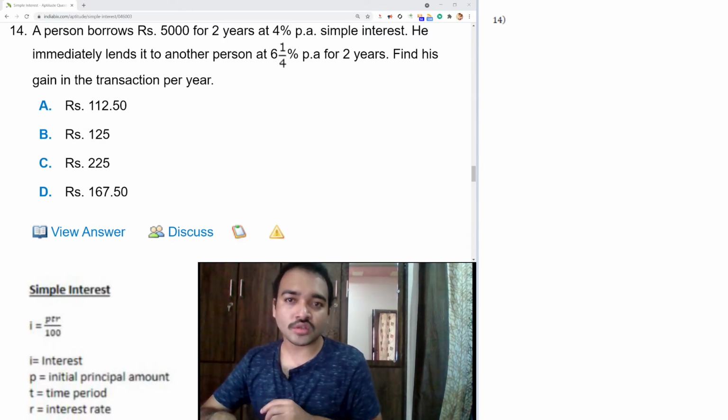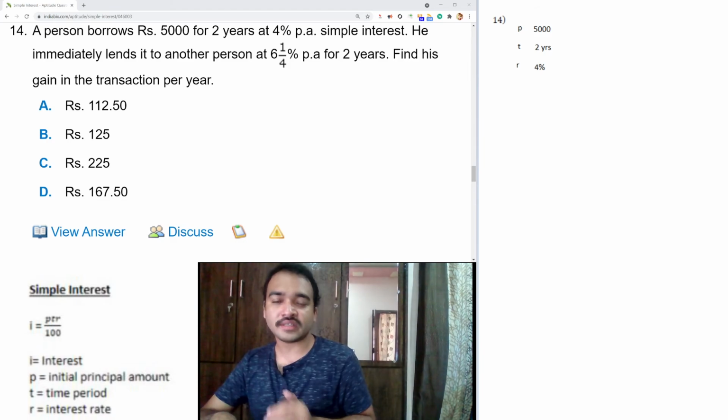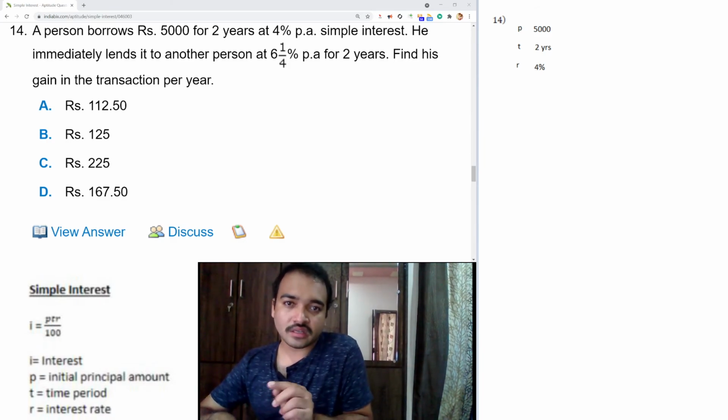Okay, let's see problem number 14. A person borrows 5,000 for 2 years at 4% per annum simple interest. One person took 5,000 rupees from someone for 2 years at the rate of interest 4%. He immediately lends it to another person. He borrowed from one person and lent to another person. He gave to another person at a higher rate of interest, 1/4% per annum more. That means 6.25%.